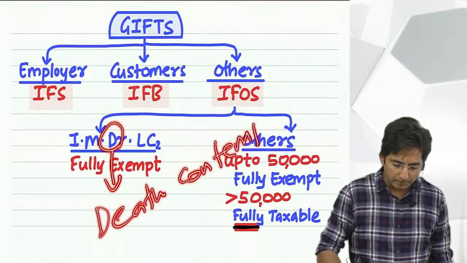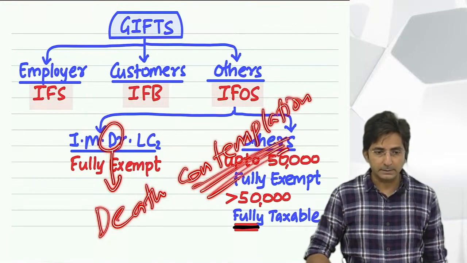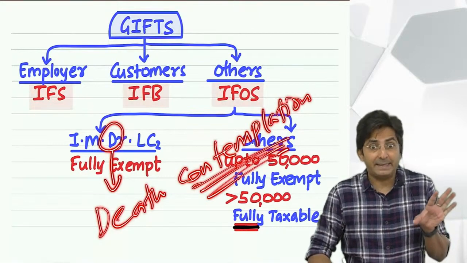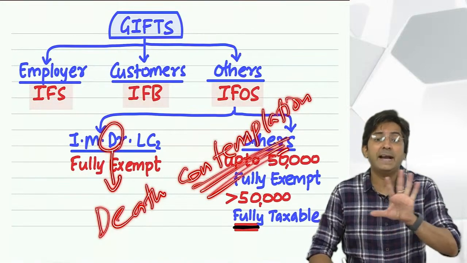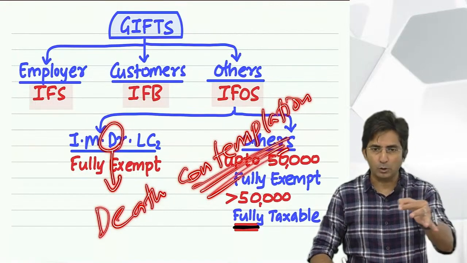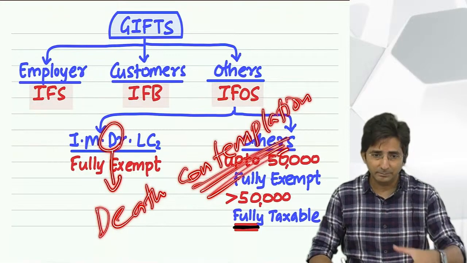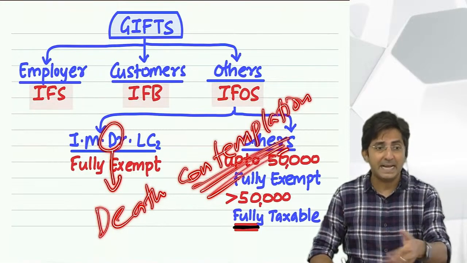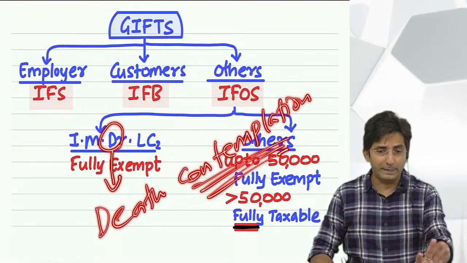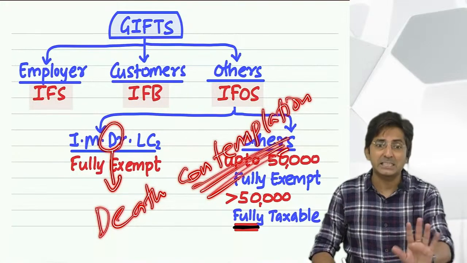Death contemplation. Death contemplation means someone is expecting death. He has not died yet. For example, a person is in hospital, counting his last breath. Doctors have said that you are going to die within 2 or 3 days, or maybe he is on a ventilator, meaning he is in the last stage.